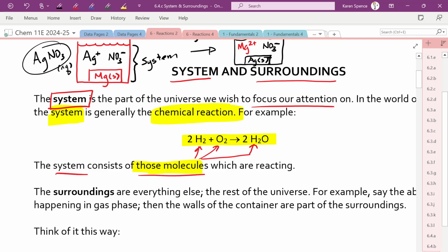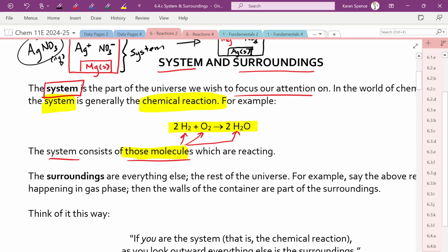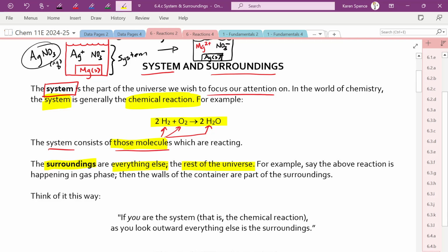So the surroundings are everything else other than the reaction, the rest of the universe. Okay, so the surroundings are the rest of the universe, everything else. So if that's in gas phase, the walls of the container are part of the surroundings. Everything outside the walls of the container is also the surroundings.